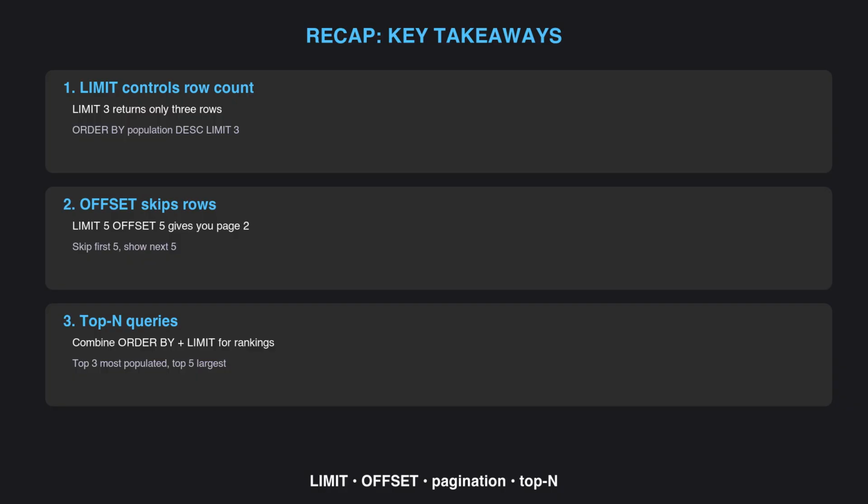Recap. 3 key takeaways. First, limit controls how many rows are returned. LIMIT 3 gives you 3 rows. Second, offset skips rows. LIMIT 5 OFFSET 5 gives you page 2. Third, combine with ORDER BY for top N queries. The top 3, the top 5.